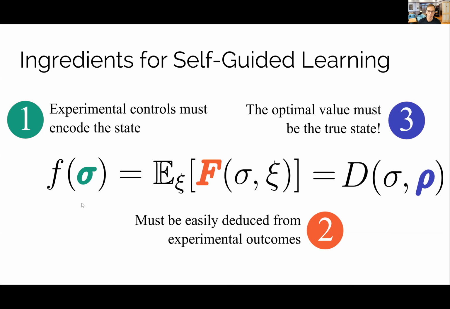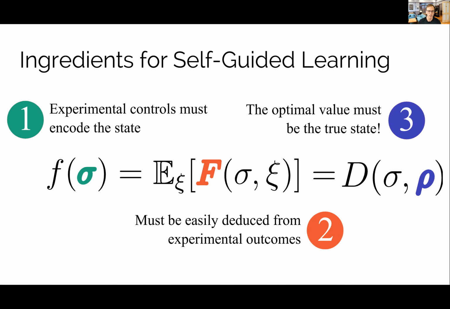Okay, so the second thing is more of a desideratum. It's not completely necessary, but you must come up with some objective function that's easily deduced from experimental outcomes. So in the case of pure states, it's direct access to this fidelity, this state overlap. If you want to do this for some other thing that you're interested in estimating, of course you could do full tomography and then evaluate this objective function, but that of course defeats the purpose.